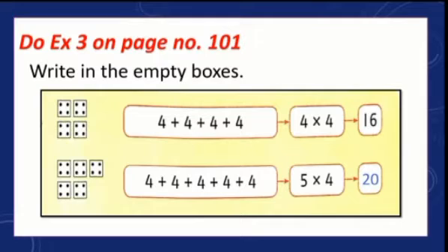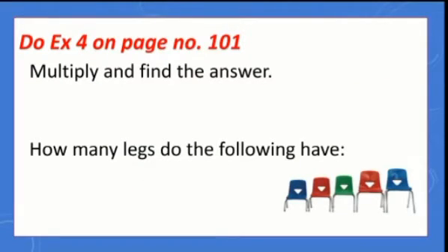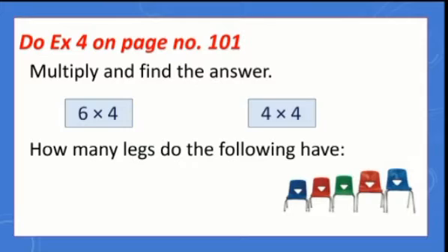Okay, now students, turn to page number 101 and do exercise 4. Multiply and find the answer. Okay, let's start. Find out what comes when we multiply 4 by 6 and what comes when we multiply 4 by 4. So 6 times 4 is equal to 24 and 4 times 4 is equal to 16.